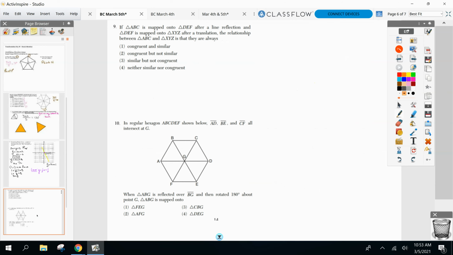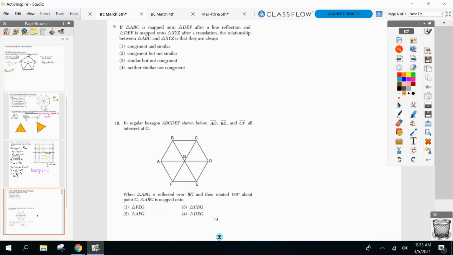All right, couple multiple choices here to end the class. I got these from old Regents exams, if you're interested or not. All right, these came up on old Regents exams. Number 9 has nothing to do with rotations, but something we've done in the past already.